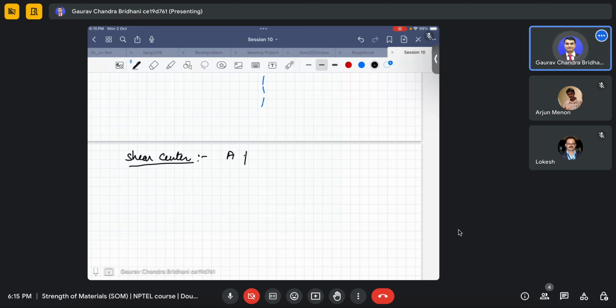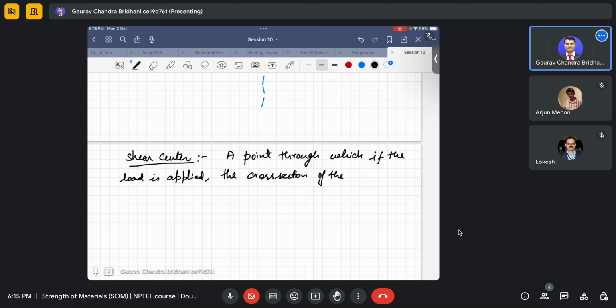It's a point through which, if the load is applied, the cross section of the beam does not undergo rotation. It does not undergo rotation.